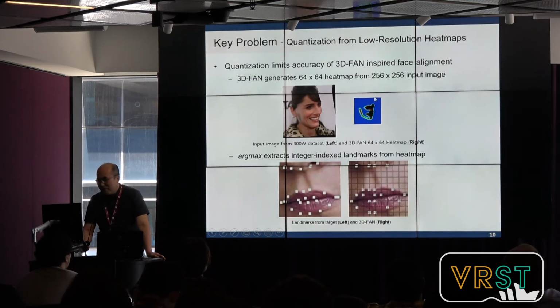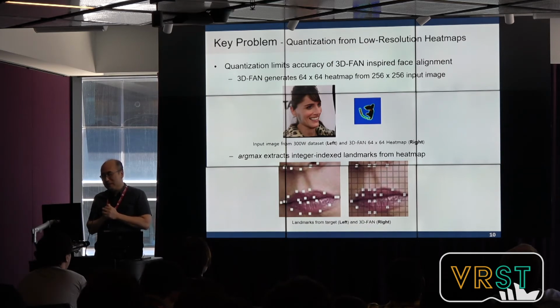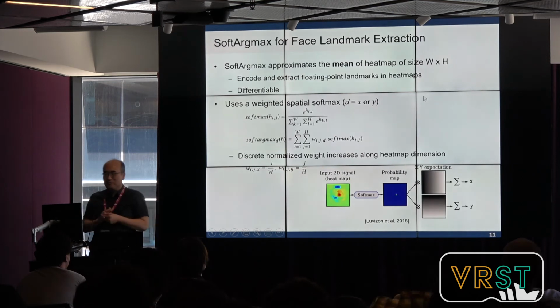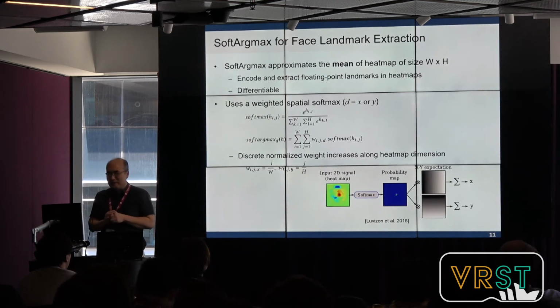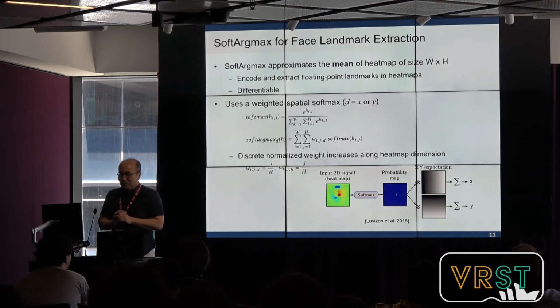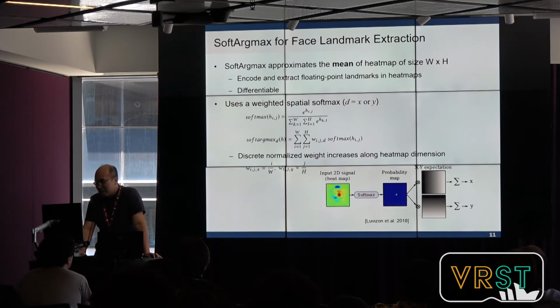Usually, our input image for face alignment is 256x256, but we use only a 64x64 heat map. Then, as you saw, this kind of limitation happens due to the quantized heat map. Then how can we handle the problem? The basic idea is to use soft argmax, which has been used for human pose estimation. Then what is soft argmax? Soft argmax simply approximates the mean of a heat map value.